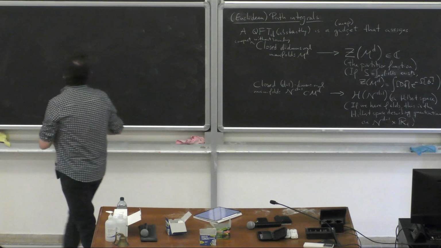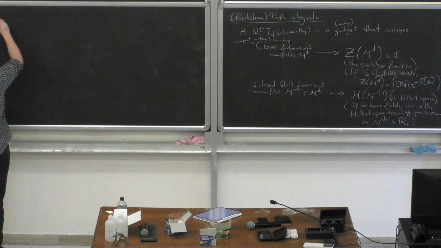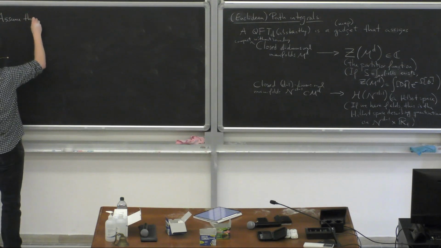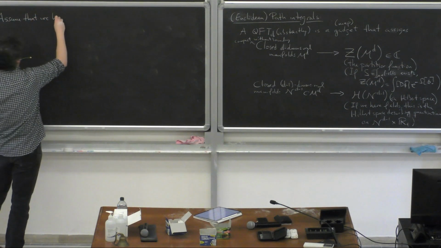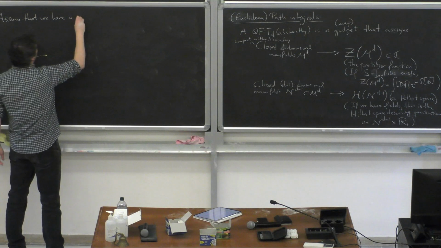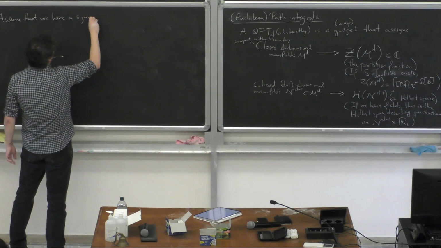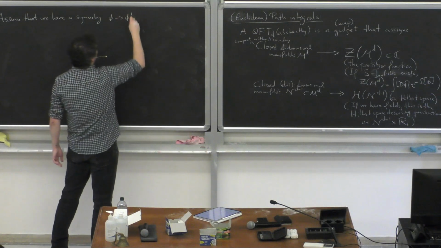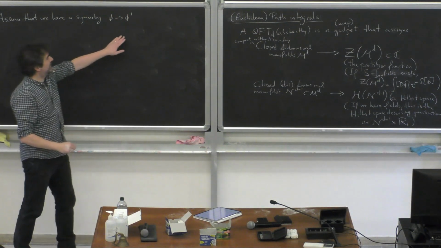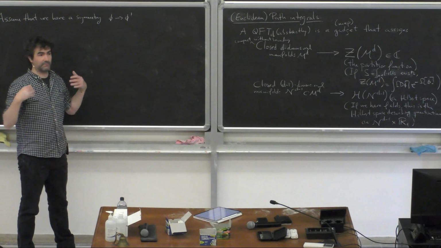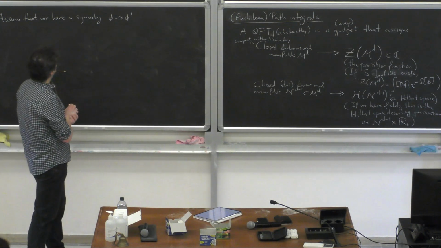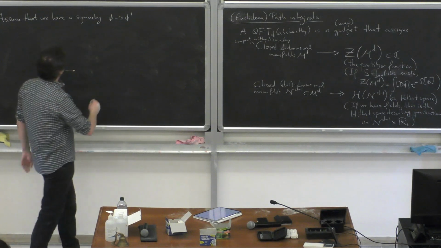So let's do the following. Let's assume that we have a symmetry, so this is a transformation of the fields. Again, here I have to assume that I have fields. If I don't know about fields, I have to figure out the topological operators independently. That's what I'm going to do towards the end of the week. But for the moment, let's assume that we have fields.